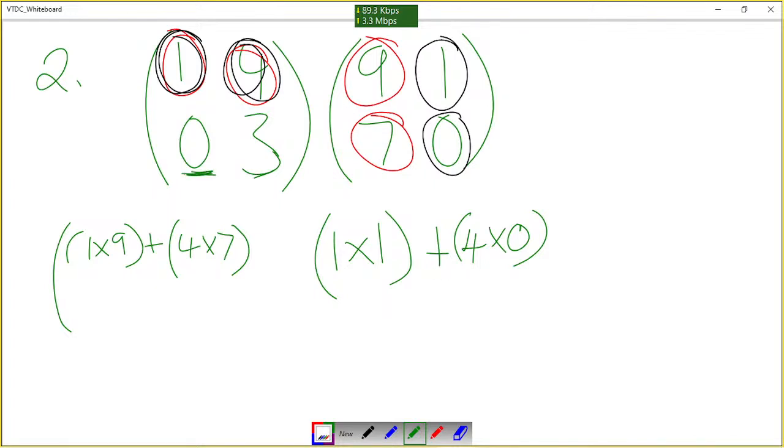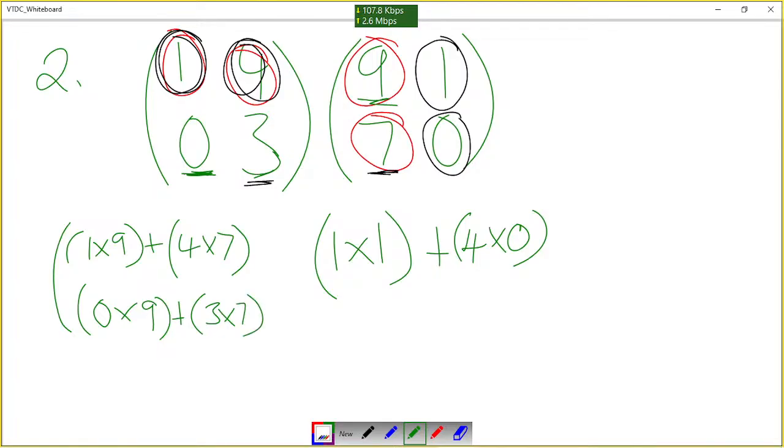So I'm going to multiply this number by this number, which is going to be 0 times 9, close bracket, plus, then I'm going to multiply this number by 7, which is going to be, open bracket, that is 3 by 7, so it's going to be 3 by 7.